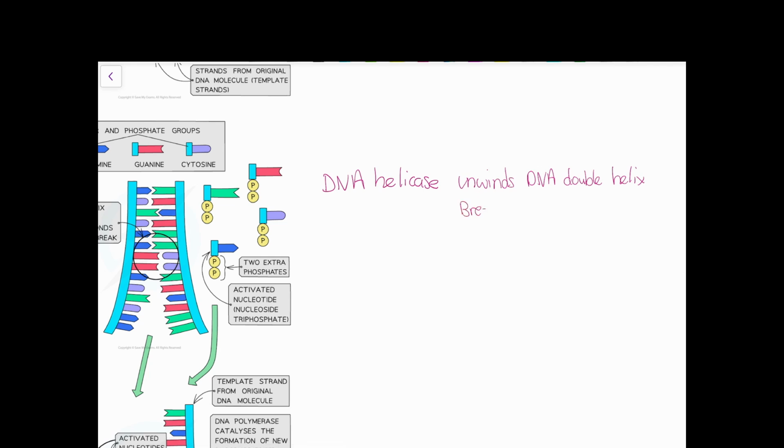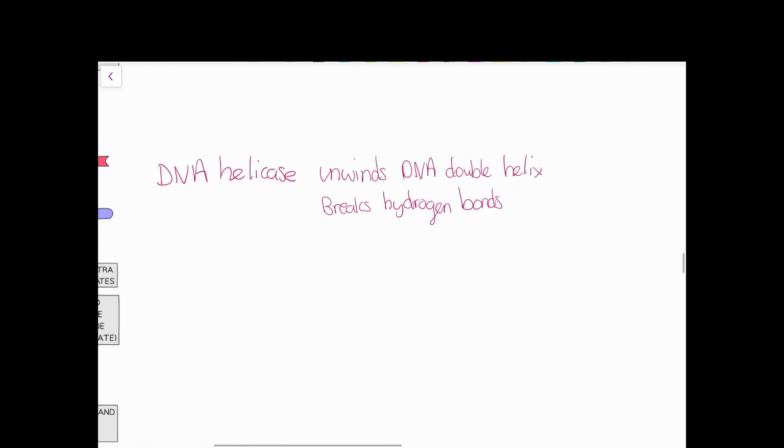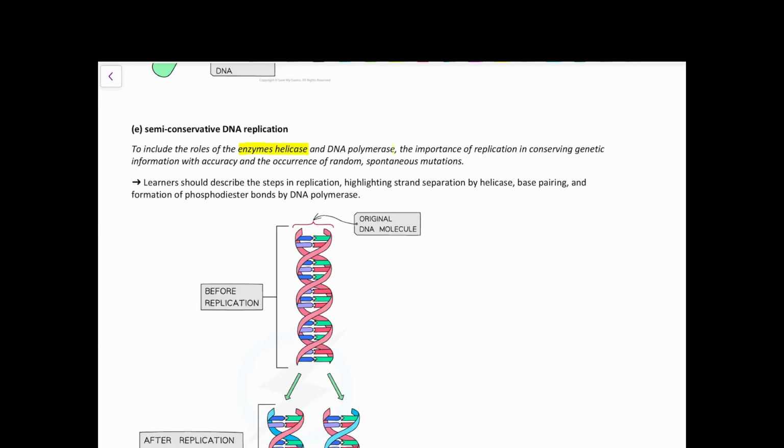Now, technically, there is another enzyme that is working alongside DNA helicase that's called DNA gyrase, but OCR don't ever really mention it, but you might see it sometimes if you are doing any further reading to do with DNA replication. So we give a little bit more credit to DNA helicase and we don't mention DNA gyrase as part of the course that we're doing.